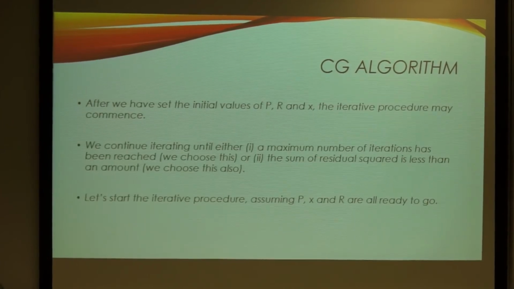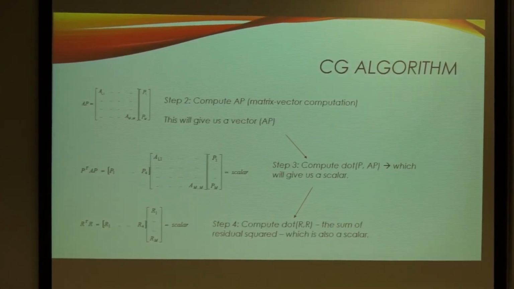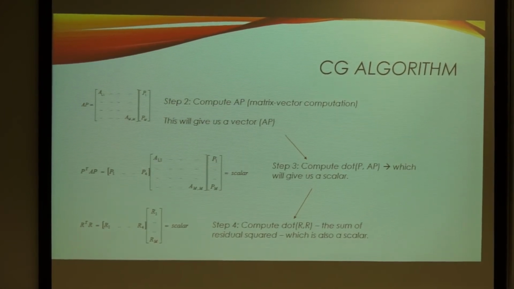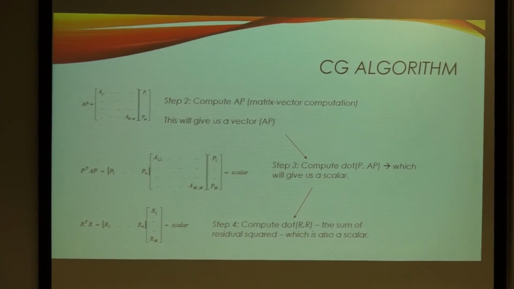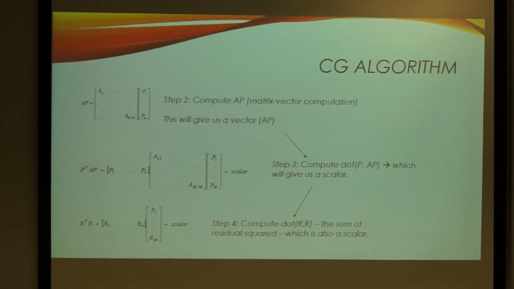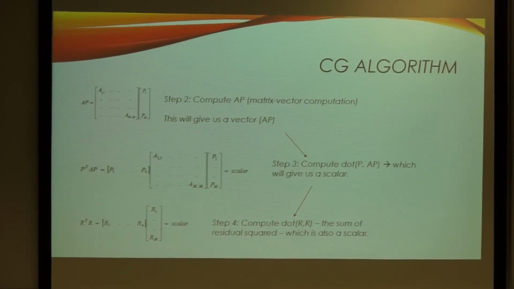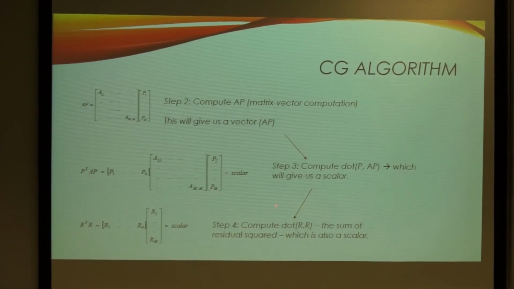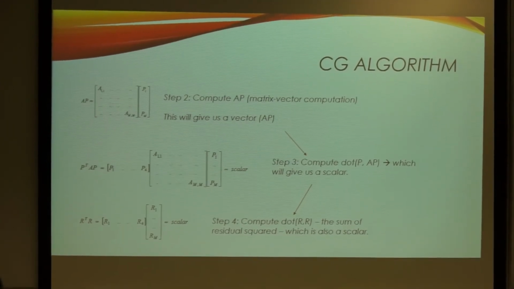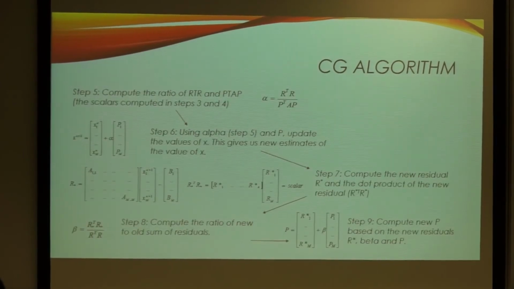Alright, let's go. Once we've chosen p, x, and r, the next step is to compute Ap. That's a matrix vector computation, so that provides a vector. Step 3, we take Ap and we calculate p transpose Ap. Ap is a vector, p transpose is the transpose of a vector, so that's a scalar quantity. We need to store that. So p transpose Ap is a dot product of p and Ap. Step 2 is a matrix vector calculation, so that's good for parallel computing. This is bad. Step 4, after we've got p transpose Ap, I also want to compute our RTR, the sum of residuals squared. That's a dot product of r and r. That's bad, but that's a scalar too, that's fine.